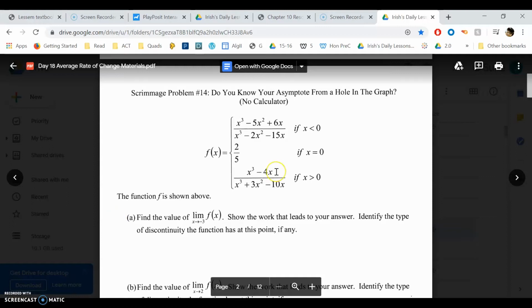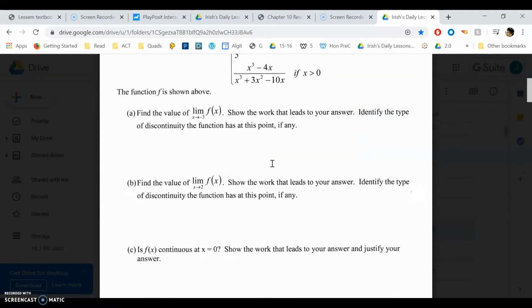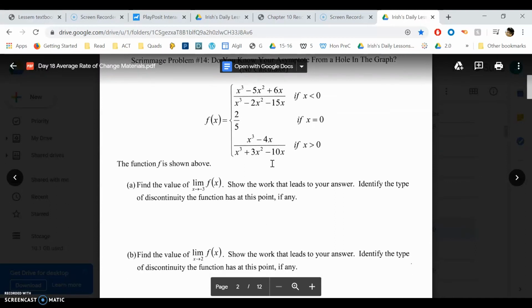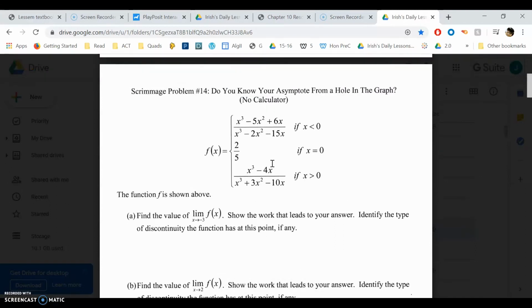All right, today we're going to work on the scrimmage. So this scrimmage problem number 14. Do you know your asymptote from a hole in the graph? You are not allowed to use a calculator, and here is the function. So I'm going to do part A, B, C. Part D you don't know how to do yet, okay? So A, B, C, copy it down right now, and try and do the whole thing without my help.